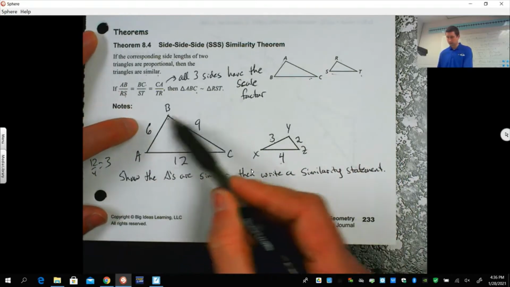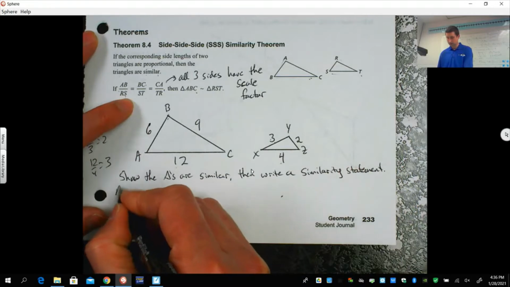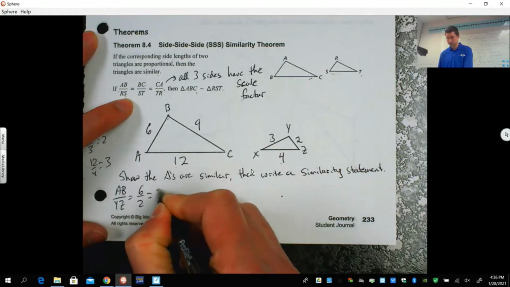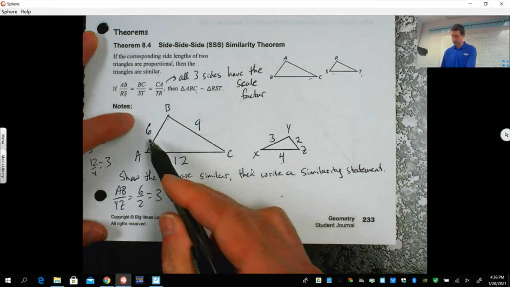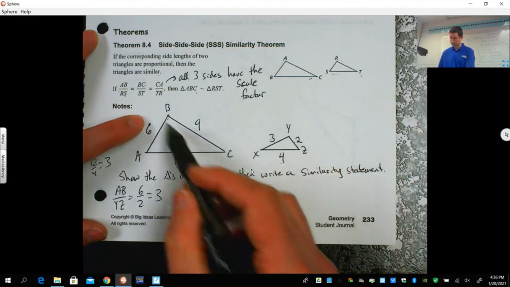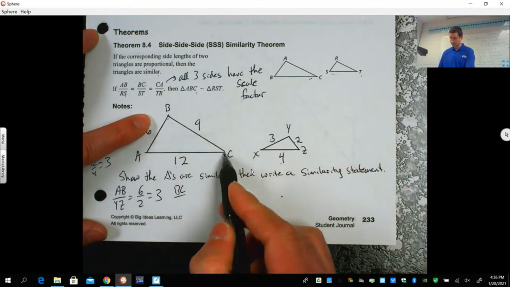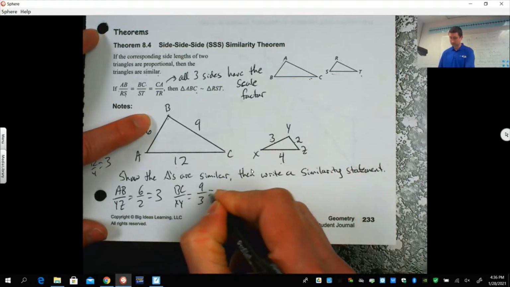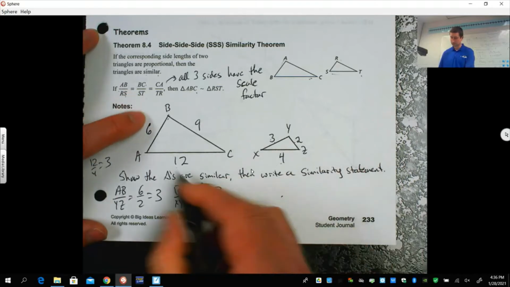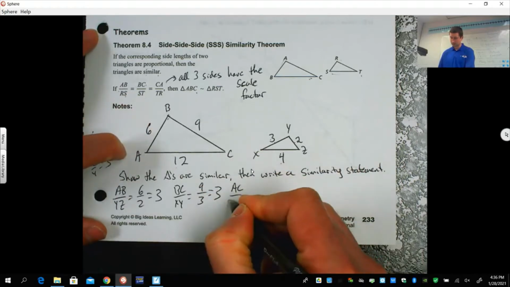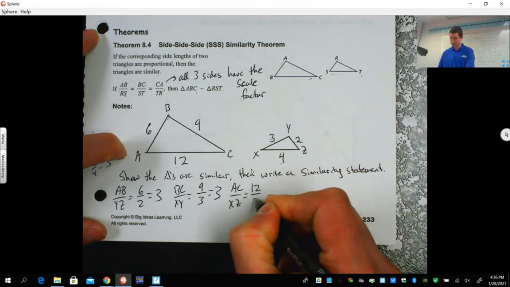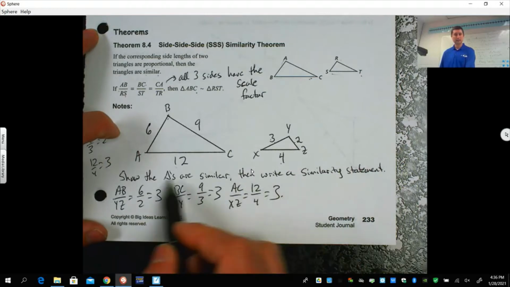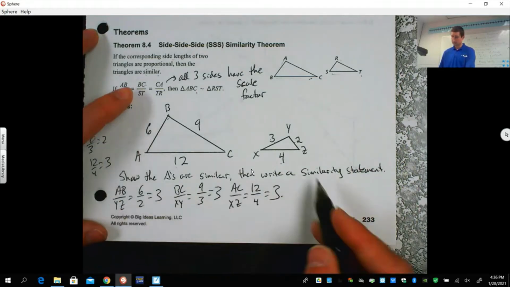So if I go AB over YZ, that would be 6 over 2, which is 3. Let's see if we can get another 3. Let's go BC over XY. So BC is 9 over 3, which is 3. You see the same scale factor showing up here. And the final one, AC over XZ, which would be 12 over 4, and that's also 3. So show that the triangles are similar. We've shown that they all have the same scale factor. That's the showing.